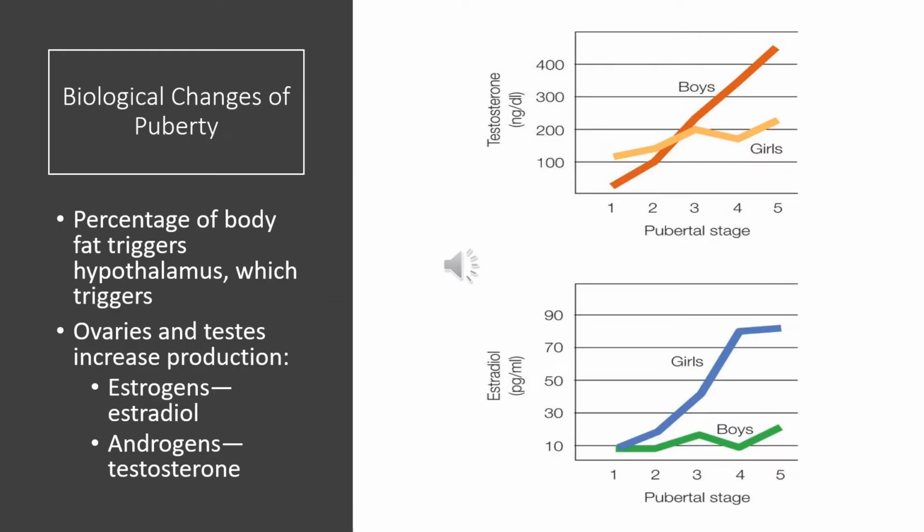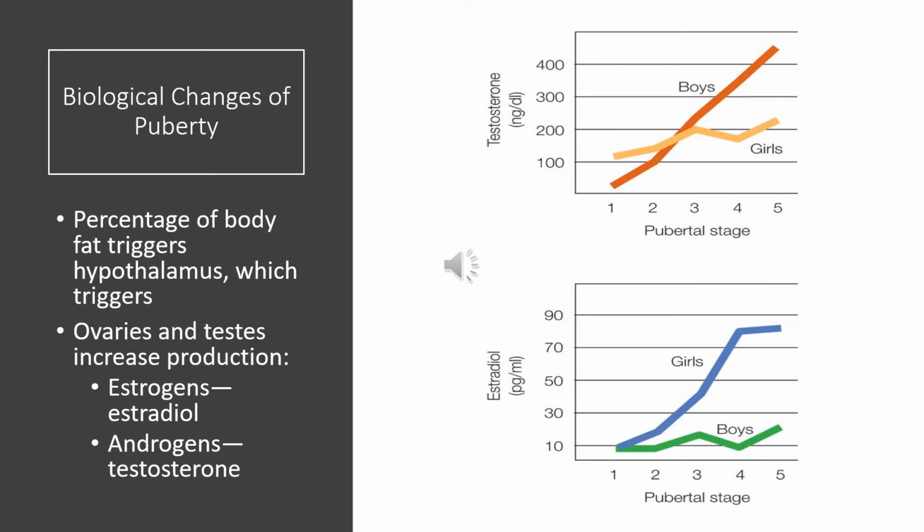All right, let's start with physical development, and then we'll move on to cognitive and social and emotional. Let's start by talking about the biological changes of puberty. So an increased percentage of body fat triggers the hypothalamus, which is a bean-sized structure in the limbic system of your brain, to then trigger the ovaries or the testes to produce hormones.